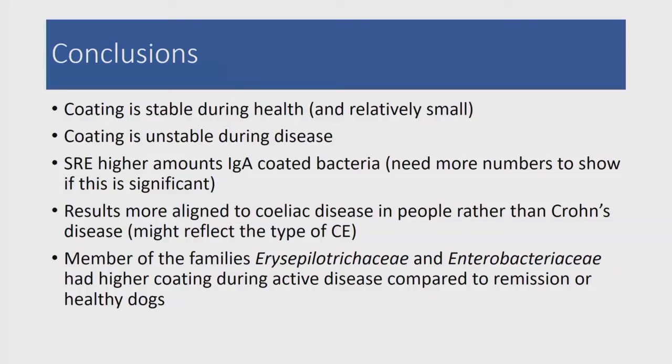And what's been interesting is that both of those families in people are associated with a more severe form of colitis. And so it may be that that's particularly why it's associated with the steroid responsive disease or the more severe form of disease. And that also we identified that the amount of coating was really unstable during disease.